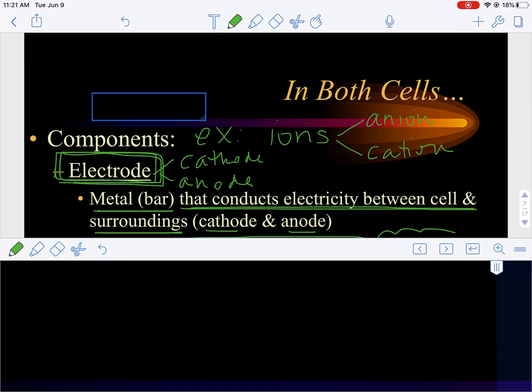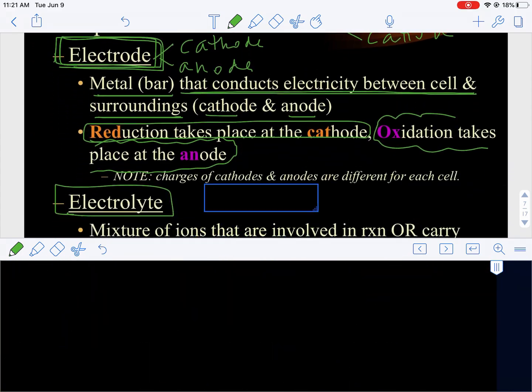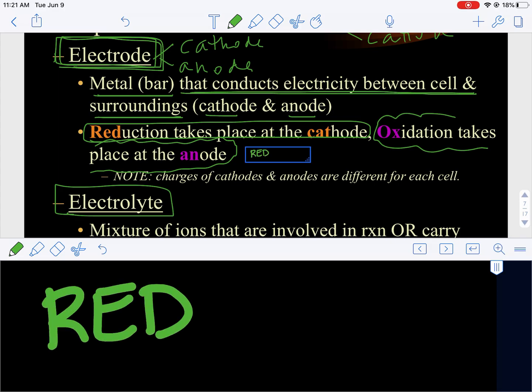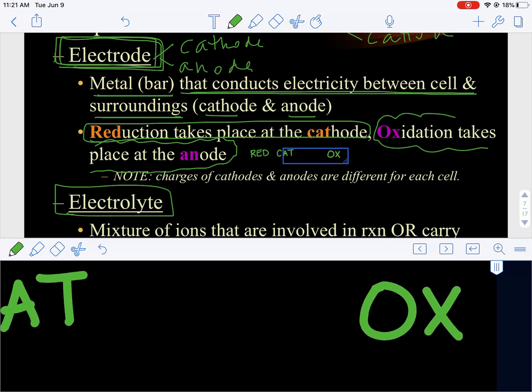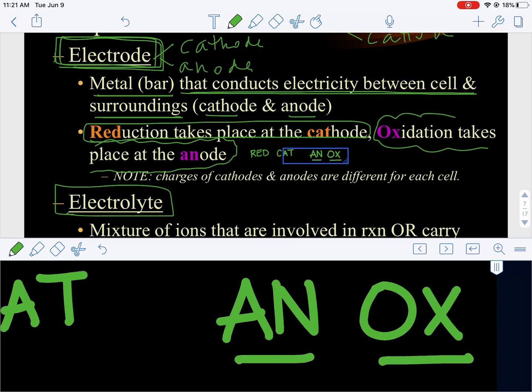And when you look at this slide, some of the letters are color-coded. We have red for reduction and cat for cathode. Red cat. That might be an easy way for you to remember that reduction takes place at the cathode. Then in purple, we have ox and an. I know, it's a little bit backwards, but if you think of it as a sentence, an ox, perhaps you'll remember that the anode is where oxidation takes place.